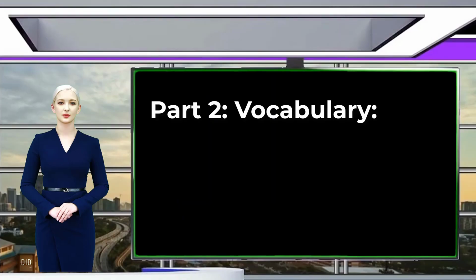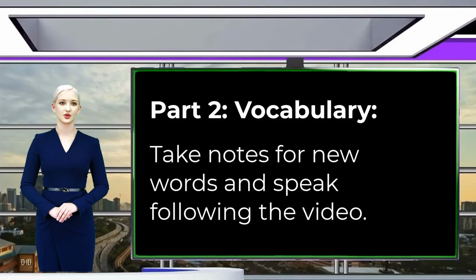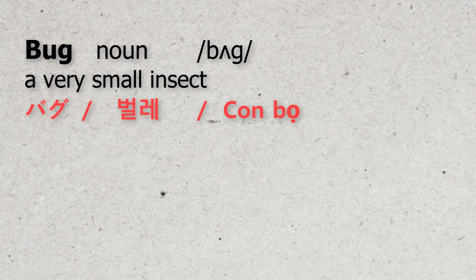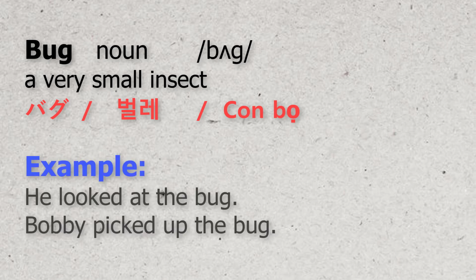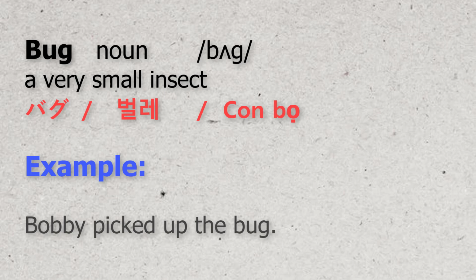Part 2. Vocabulary. Take notes for new words and speak following the video. Bug. A very small insect. Example. He looked at the bug. Bobby picked up the bug.